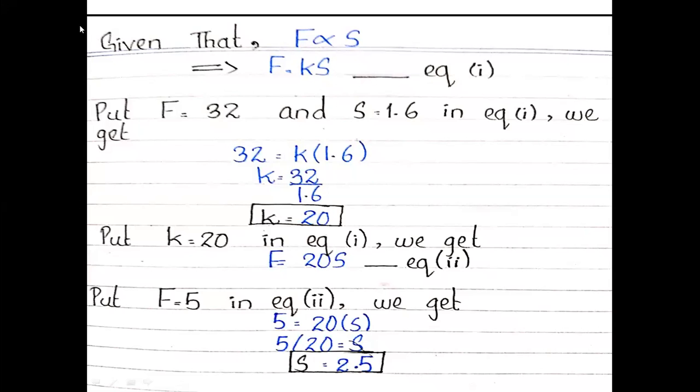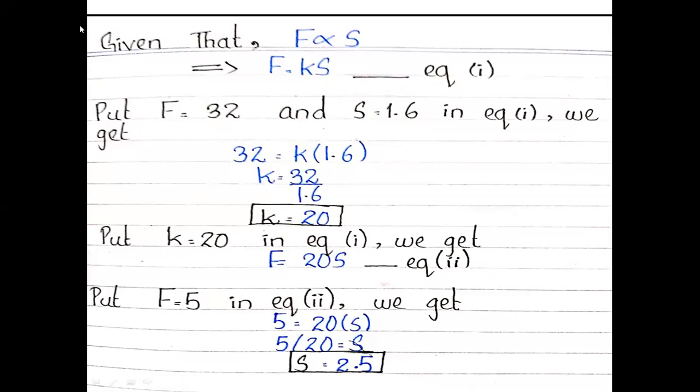This is the most important part of the question because we are going to use it to solve the other parts as well. Now we are going to put the values of F and S in equation number 1, since we already have these values in the question. So putting F is equal to 32 and S is equal to 1.6 in equation number 1, we get 32 is equal to K into 1.6. Shifting 1.6 to the other side of the equation, we get 20. So the value of K is 20.